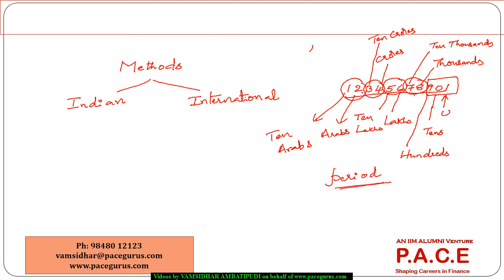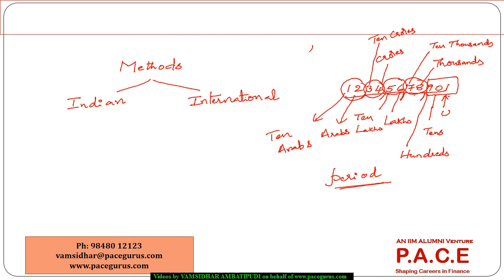Each of these groups is otherwise called the period. So we start with the units, tens, hundreds, thousands, then we have the lakhs group, the crores group, and the Arabs group. And we generally put commas for each of these groups. The first comma is after 3 digits in the Indian system, and after that, for every 2 digits we get a comma. So that is how we typically read it.